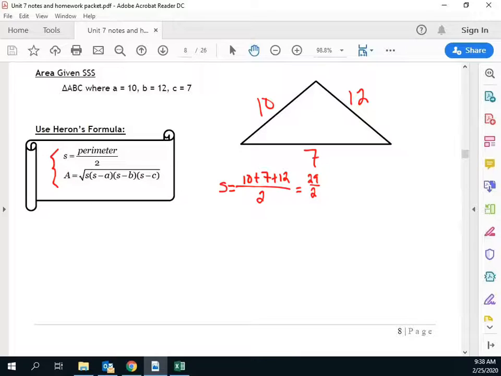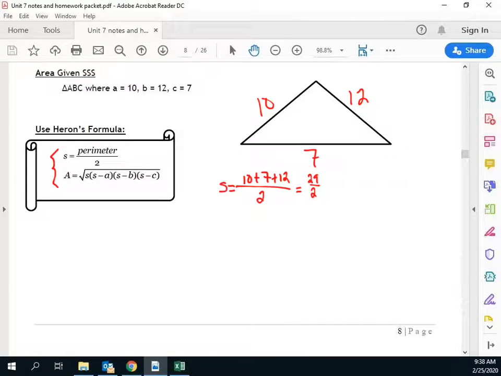I'll just leave it like that. If it was 28, I'll put 14, but it's an odd number divided by an even number. Not going to happen. That's fine. Just leave it like that. Because basically, guys, the calculator is going to do the work anyways. So who cares what kind of a number it is? Leave it there. So then we go on to figure out what the area is.